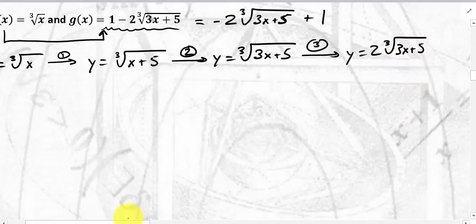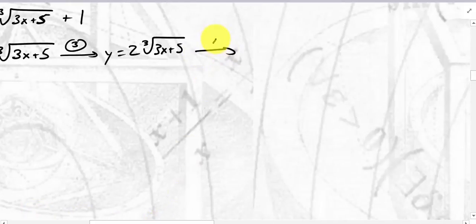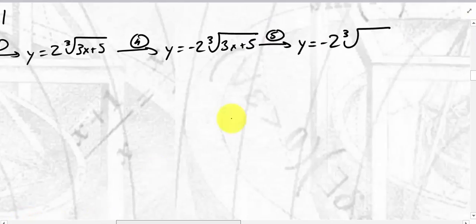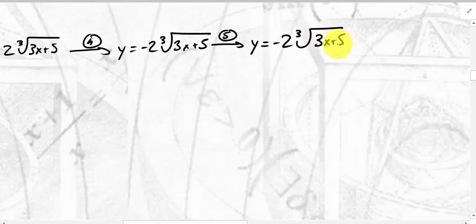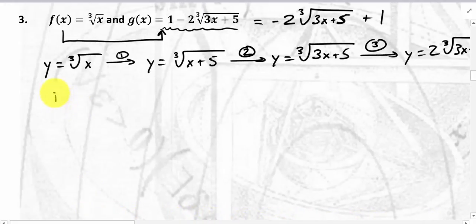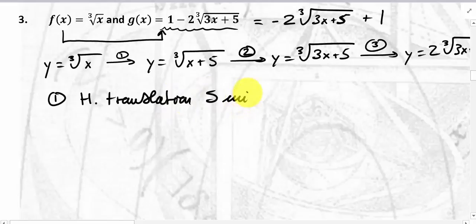Number 4 is y equals -2 cube root of 3x plus 5. And finally, the last one, number 5, it's y equals -2 cube root of 3x plus 5 plus 1. Okay? So, let's describe them in plain English. Number 1 is the horizontal translation, 5 units left.